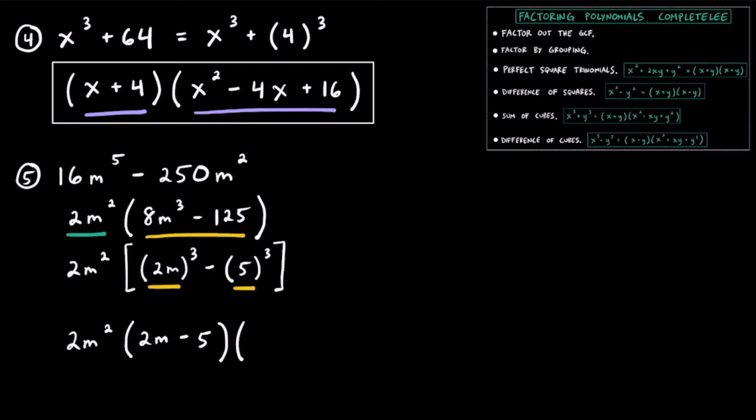And what else do we have here? Then we're going to square the first term. So if we square the 2m, that's going to end up being here 4m squared.